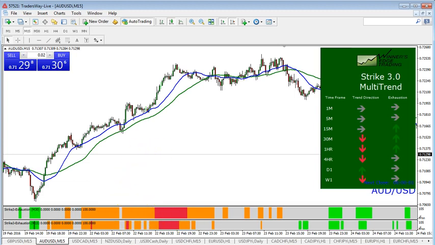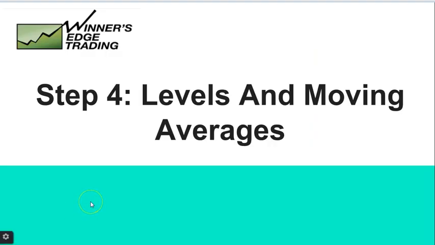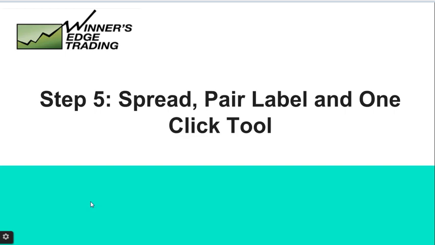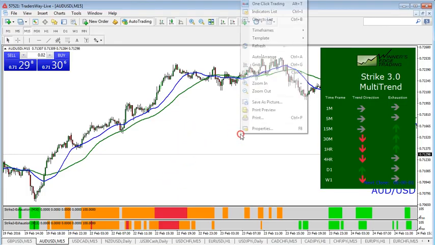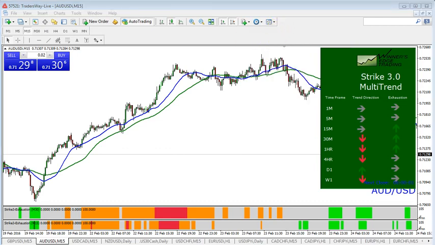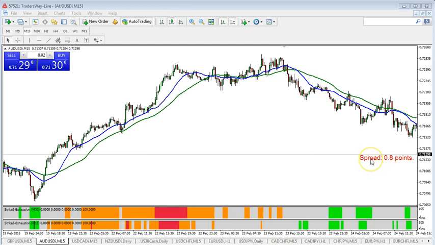Now the next component that we're going to take a look at is the spread pair label and the one-click tool. And this is going to only take a few seconds. This is pretty easy, but let's go ahead and take a look at it. So first, I'm going to remove this indicator here, this multi-trend, so we can actually see the spread here. It gets in the way because I had to scrunch it up. If I have it at full screen, I can see everything.